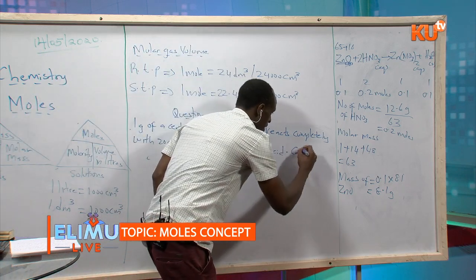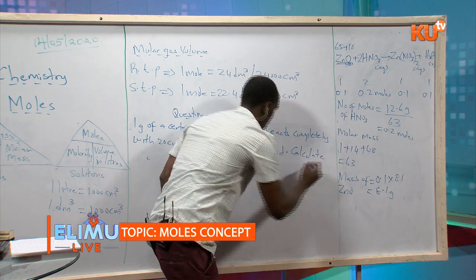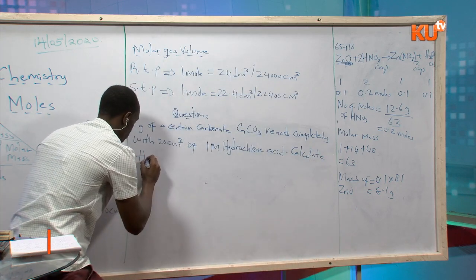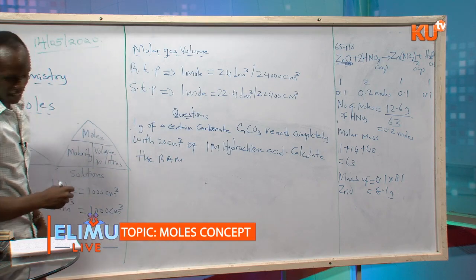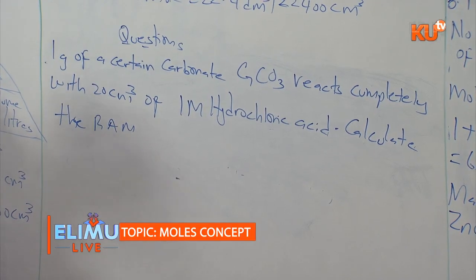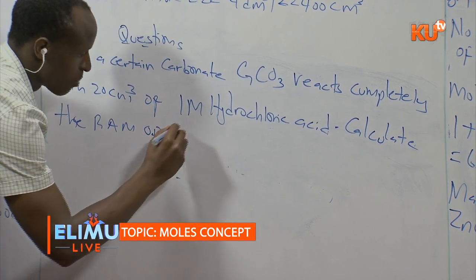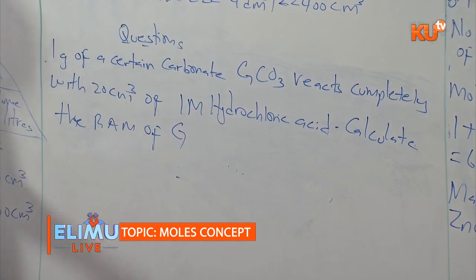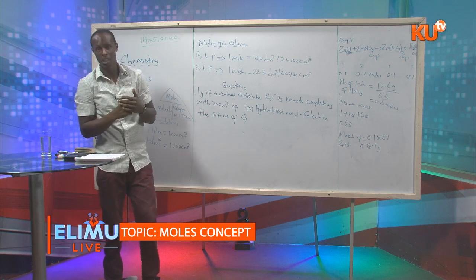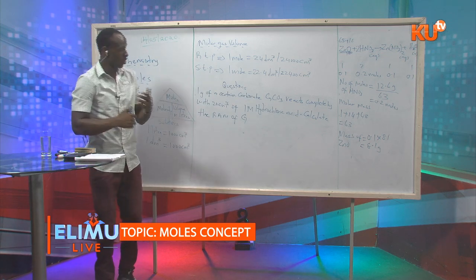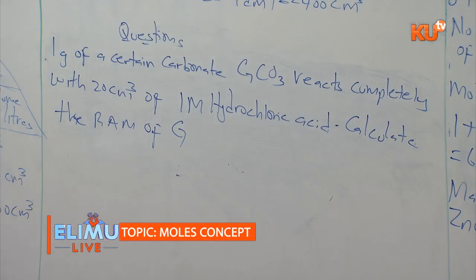Calculate the RAM of G. So G is just an unknown element. We don't know which element it is, but we can get its RAM using these 3 formulas, using either 2 of the formulas or 1 of the formulas.